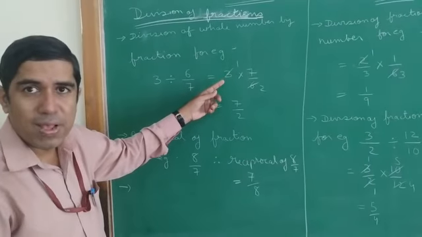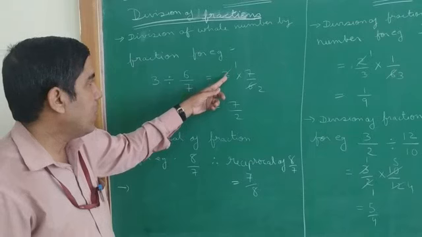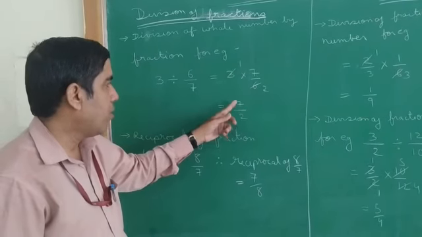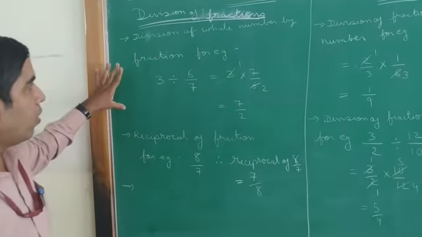Now when we do cancellation, it comes like this: 3 ones are 3, 3 twos are 6. The answer is 7 by 2. This is the first point.